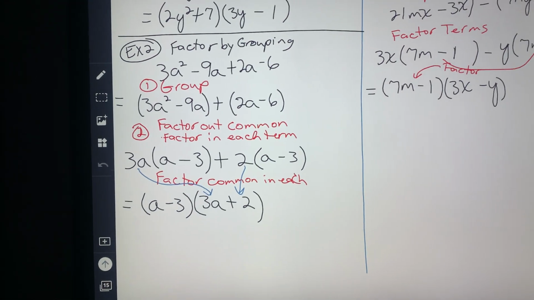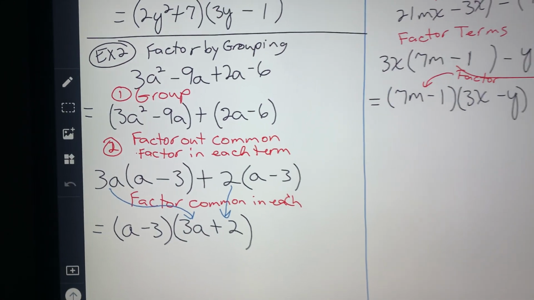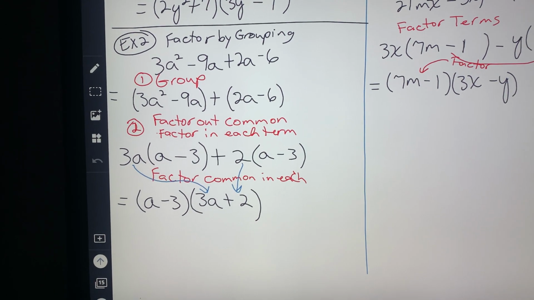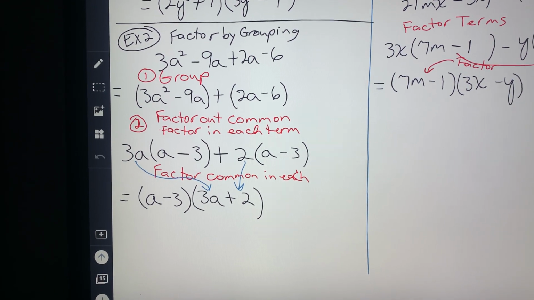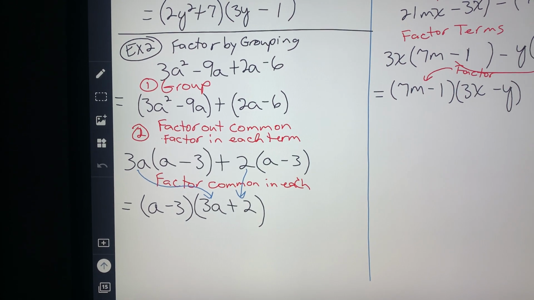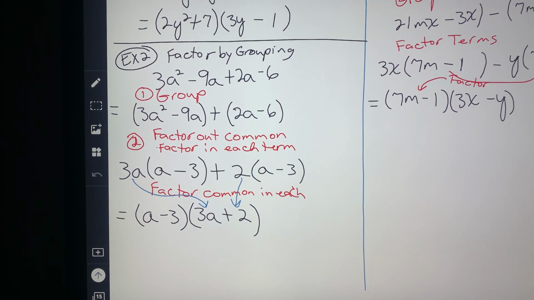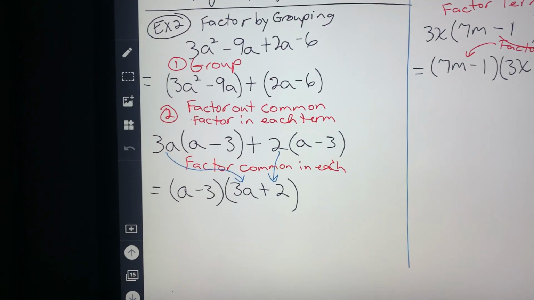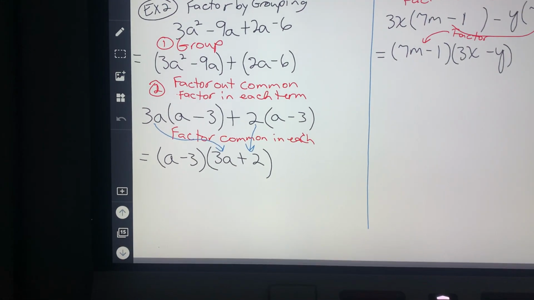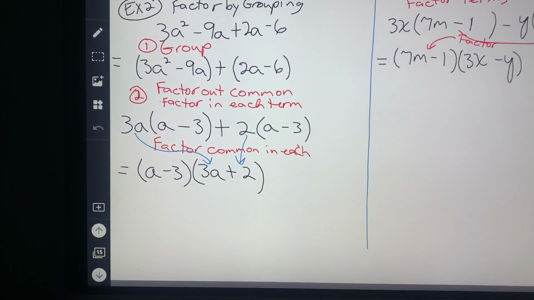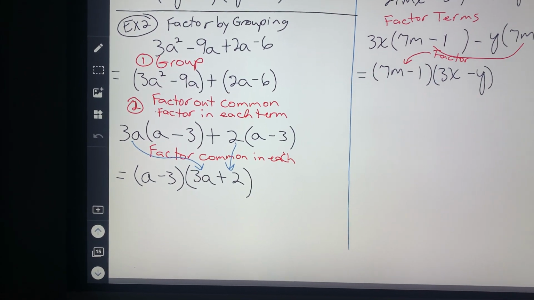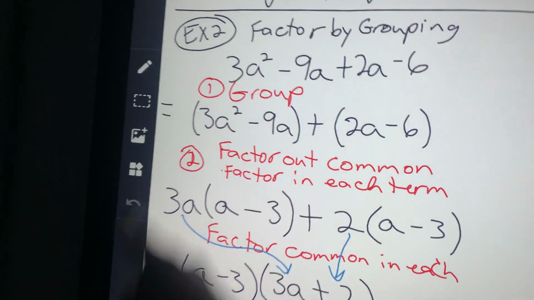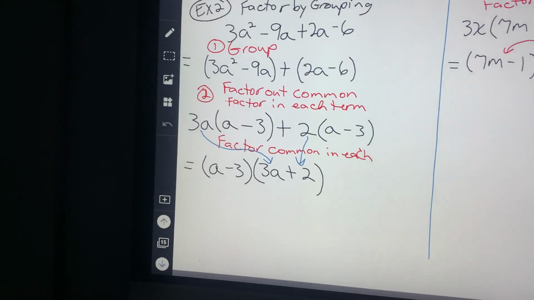So in factoring by grouping, we're given this problem: 3a squared minus 9a plus 2a minus 6. And what we do is we group the first two terms, the 3a squared minus 9a, and we group the other two terms. Then we factor out each one of those groups individually, just like we were working with the other problems. So in this example, 3 will divide evenly into both 3 and 9, so we can factor 3 out.